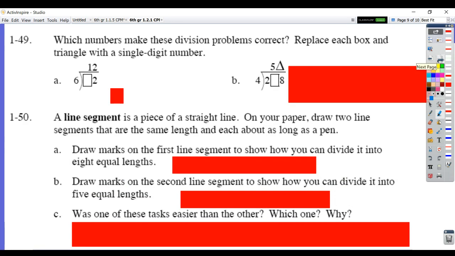For 149, you need to figure out what numbers should go into these rectangles, or in this case, rectangle and triangle, to make these division problems correct. What they're looking for here is 6 into something in the tens digit, 2 in the ones digit, should equal 12. So you're asking yourself, do I put a 1 in here? In other words, is it 12 divided by 6 equaling 12? Or is it a 2, 22 divided by 6 equals 12, 32, 42, or what have you?